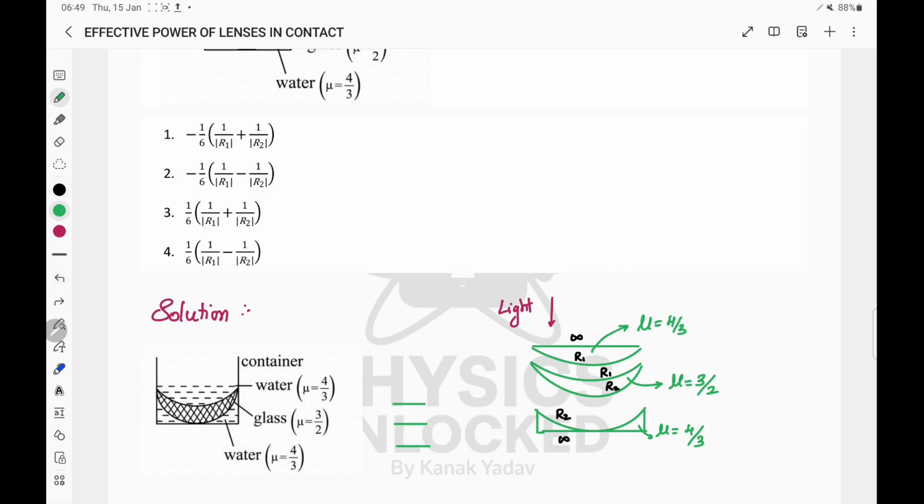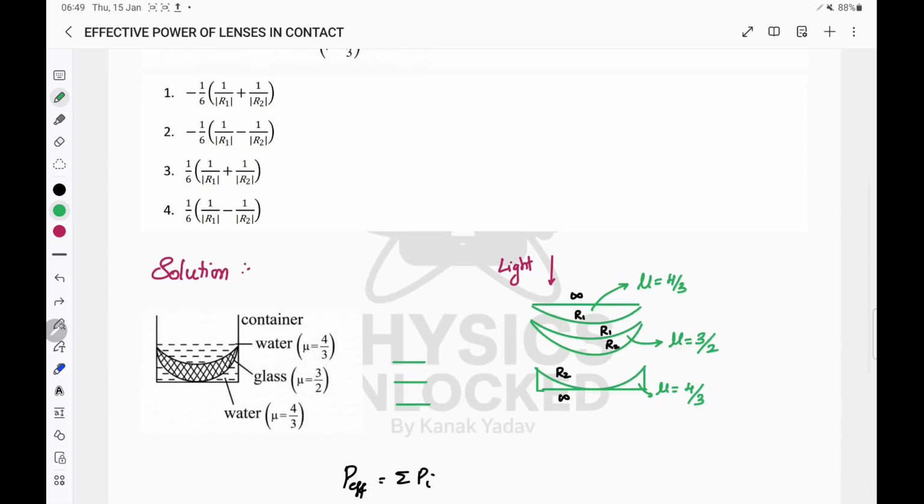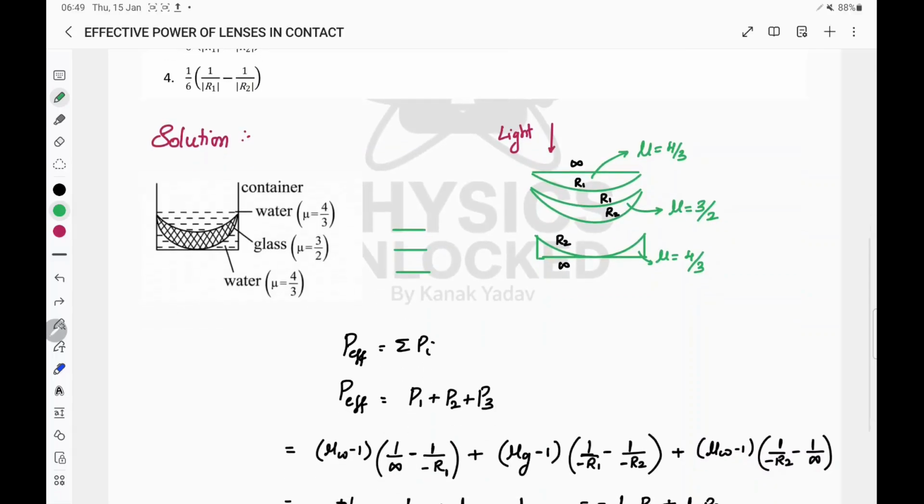The second mistake that students may make is the sign of the radii. So that is why I have drawn each radius, and I'm going to explain which one is positive and which one is negative. So note the direction of incident light. The incident light is moving downwards. So we will use the normal sign convention. Opposite to incident light, all measurements will be negative. In the direction of incident light, all measurements will be positive. So the question is very straightforward.